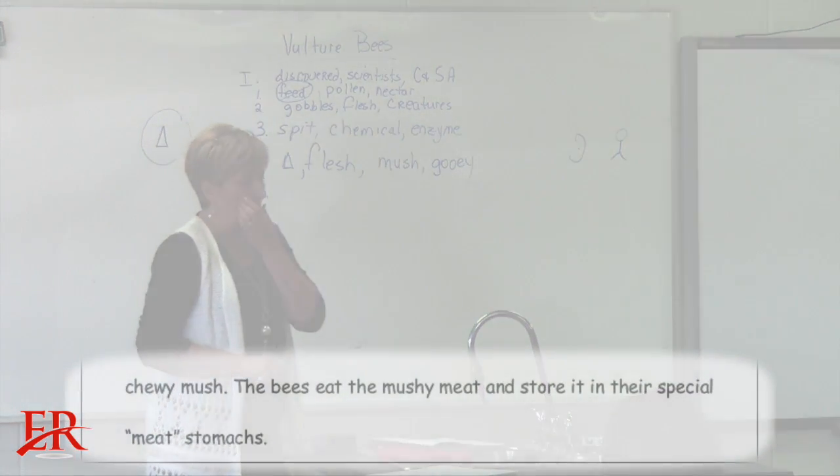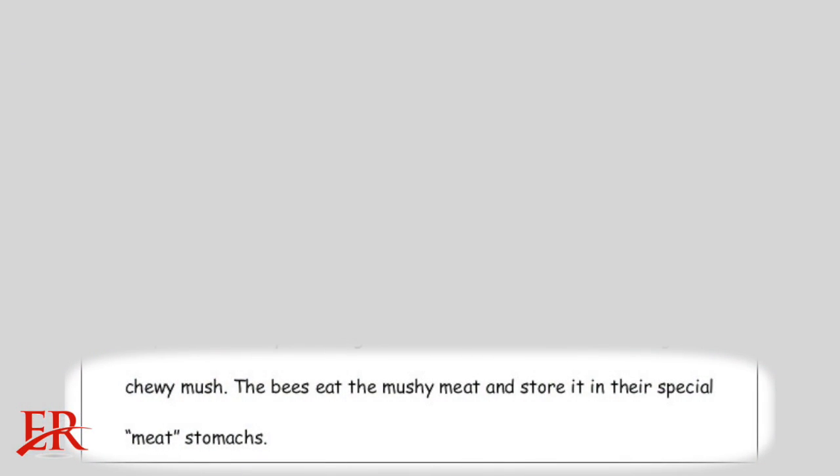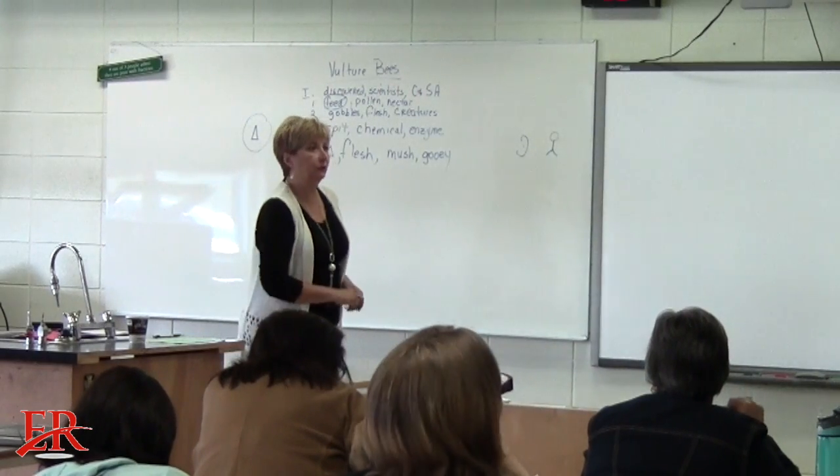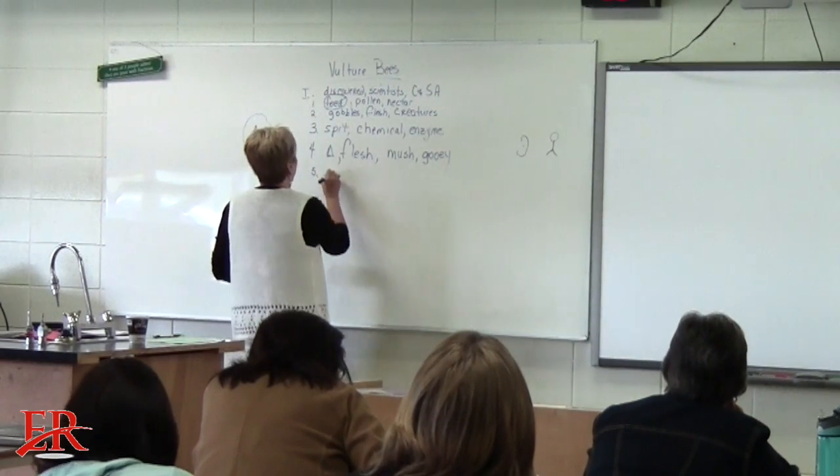Okay, the last one. The bees eat the mushy meat and store it in their special meat stomachs. You choose your keywords and put them down. Take a look at the sentence, choose your keywords and put them on the outline. What have you chosen? Eat, store, stomachs. Eat, store, stomachs, okay.